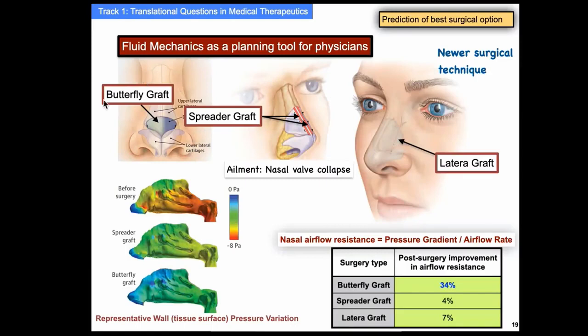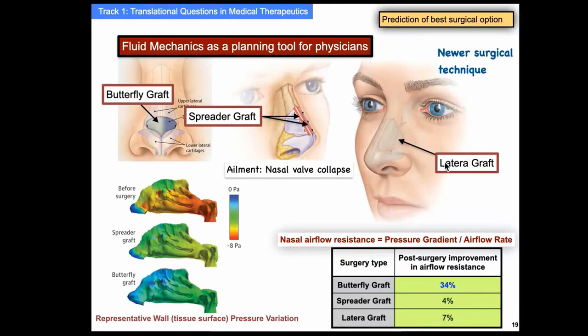These are the cartoons that we have here. The first one on the left is the butterfly graft, where the implant is placed transverse to the direction of the flow. Then I have the spreader graft, where the implant is longitudinal. And then the third one is the lateral graft, where it is similar to spreader, but here the implant is bioabsorbable, on the very right.